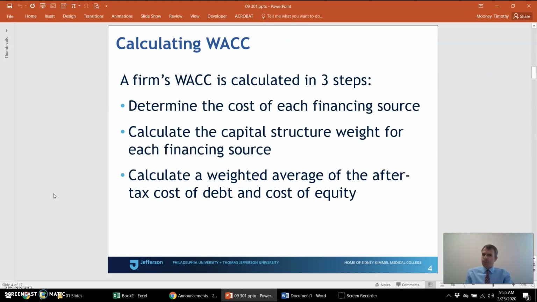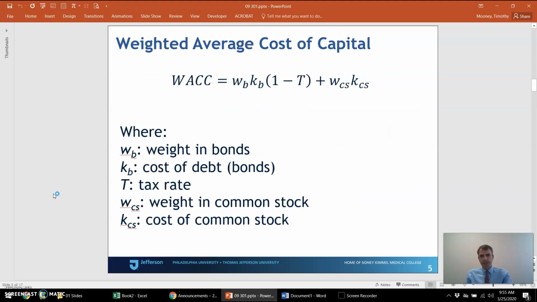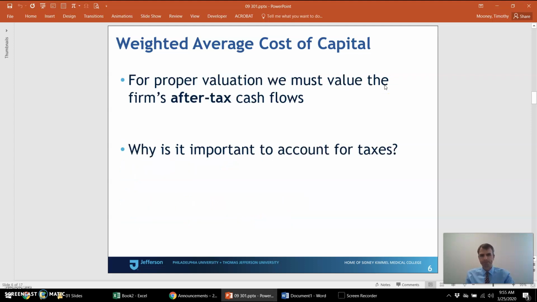So 3 steps: we find the costs, we find the weights, and then put the whole thing together. In this chapter, we'll focus on the costs. So here's the equation: weighted average cost of capital. These W's are the weights, and these K's are the costs. The notation's different in this chapter, but it's actually things we've seen before, so some of this will be a review and look familiar, I hope. And then we adjust for taxes because firms pay bond interest with pre-tax dollars. So if a firm has leverage, if it has debt, it reduces the firm's income tax expense.